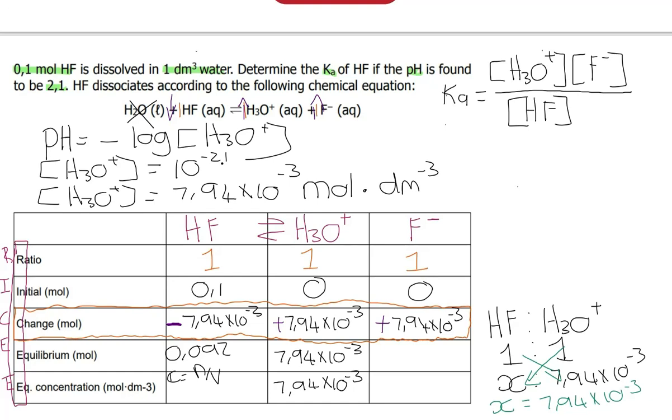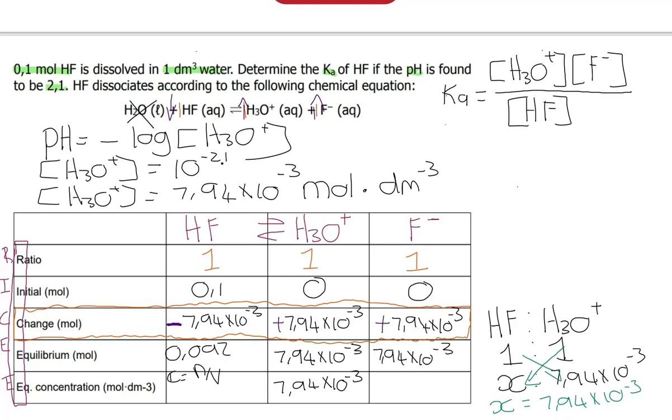I'm going to do the same for the other side. 0 plus the 7,94 times 10 to the negative 3. And that's going to be the same as the hydronium. So it's going to be 7,94 times 10 to the negative 3.